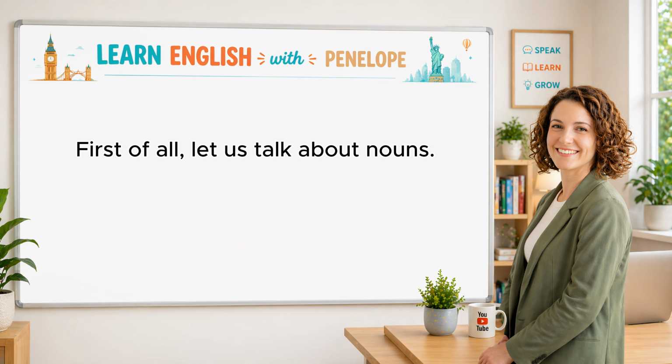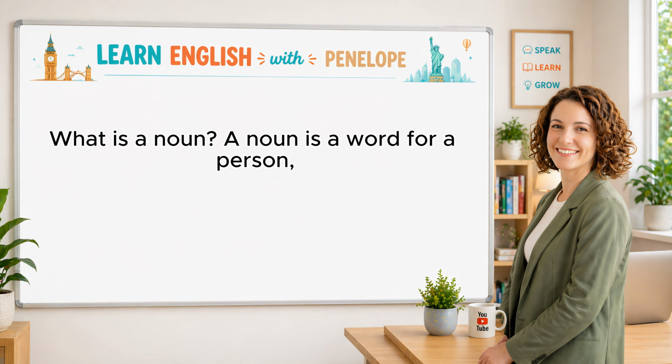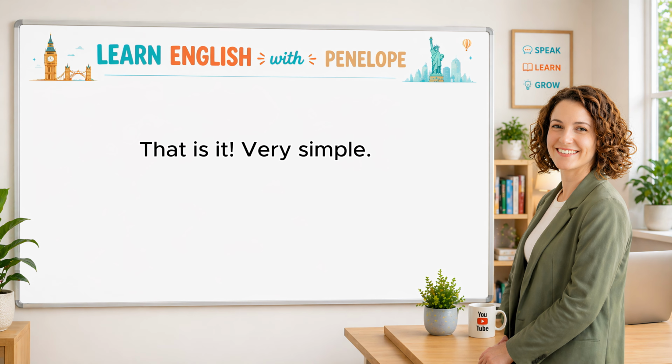First of all, let us talk about nouns. What is a noun? A noun is a word for a person, a place, or a thing. That is it. Very simple. A noun is a word for a person, a place, or a thing.